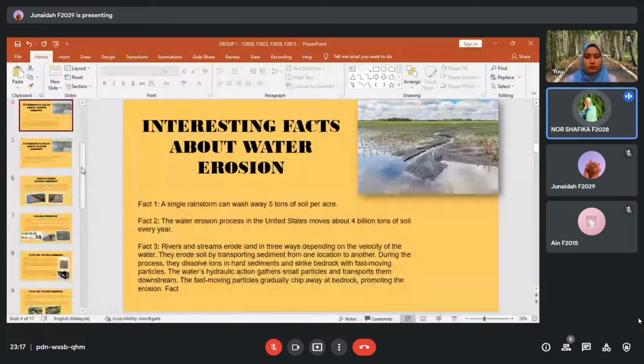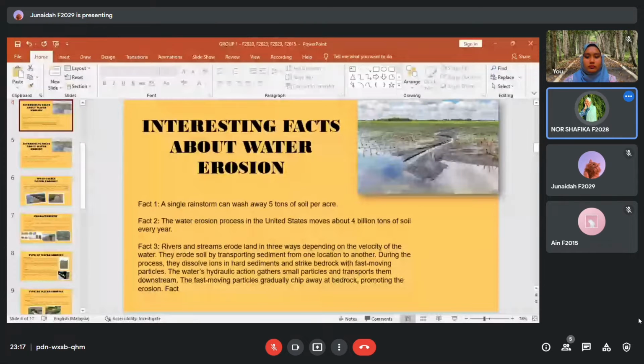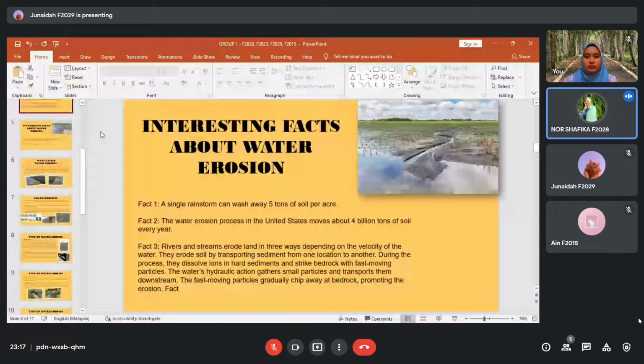Introduction to the phases of water erosion. Phase one: a single irrigation can wash away 5 tons of soil per acre. Phase two: water erosion processes in the United States move about 4 billion tons of soil every year. Phase three: rivers and streams erode lands depending on the location of the water. They erode soil by transporting it from one location to another.